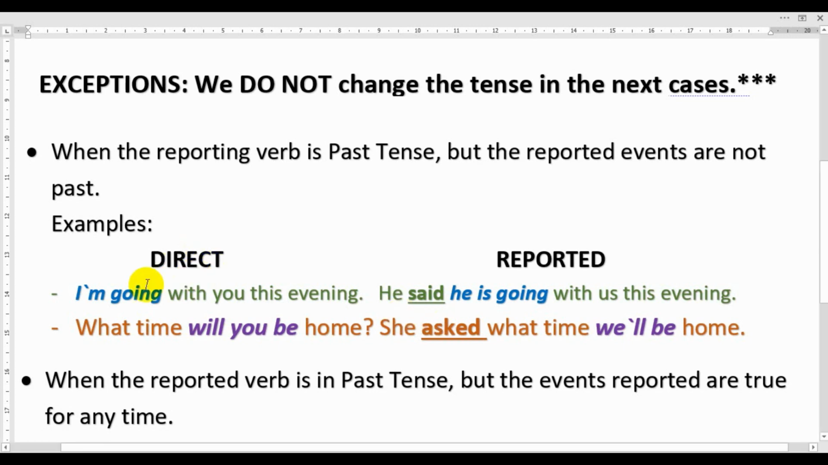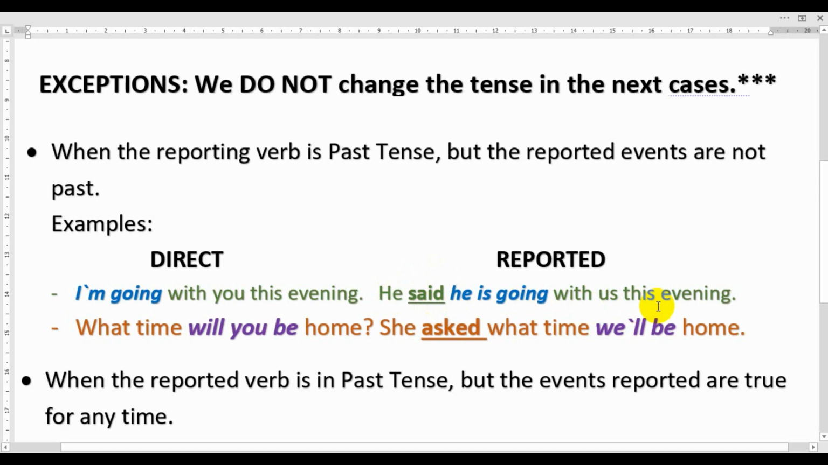Direct speech. I'm going with you this evening. Yo voy con ustedes esta noche o esta tarde. In reported speech, it is like this. He said he is going with us this evening. Miren, está reportando algo que se dijo, el verbo que nos ayuda a reportar está en pasado, pero el evento que está reportando sigue siendo futuro. ¿Listo? Entonces no se cambia el verbo. Miren, I'm going, he is going. Yo voy a ir con ustedes esta tarde y para reportar sería, él dijo que él va a ir con nosotros esta tarde. No cambia.